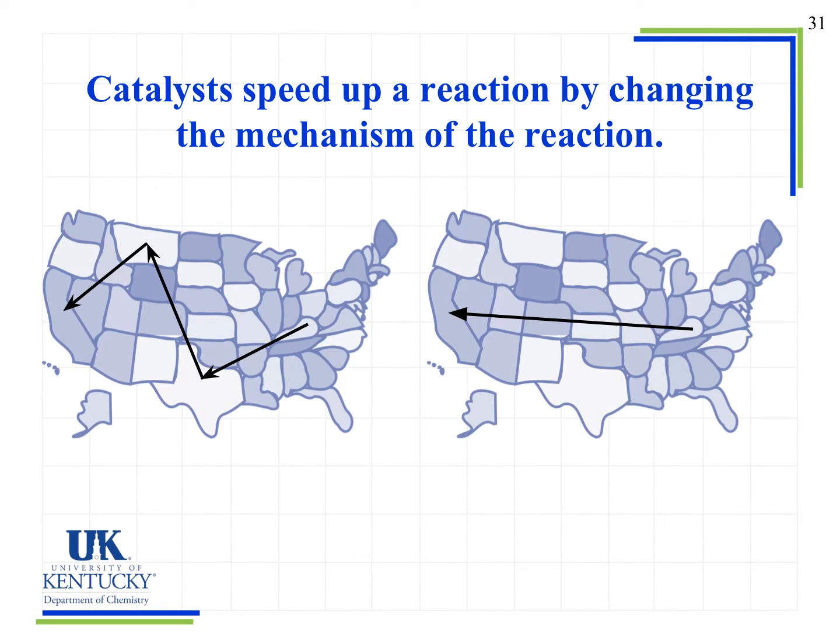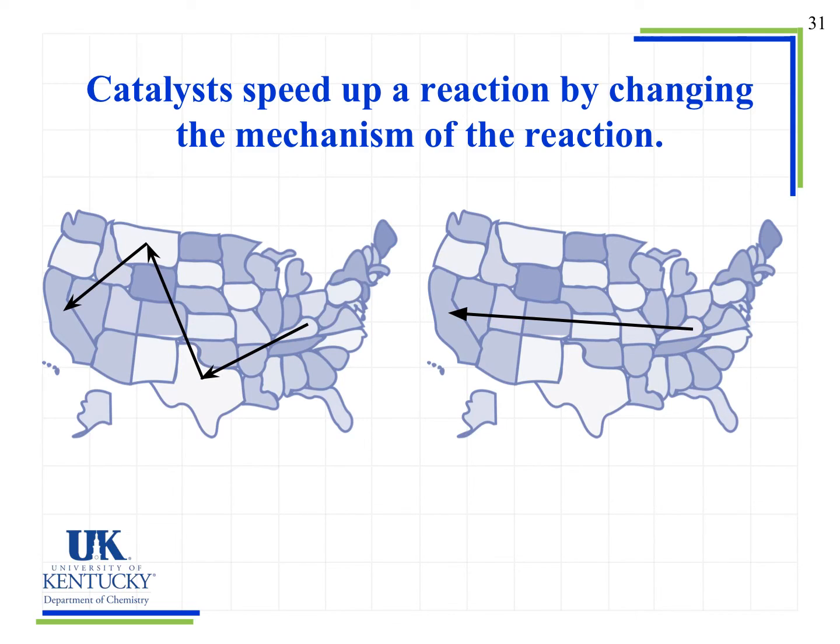Another way to look at this is if I'm going from Kentucky to California, there are lots of different ways I can go. If I go the long route, I can drive down to Texas and up and on down, and it's going to take me a long time to get there. If I had a catalyst, say maybe a plane, that's going to take me directly there, and that's going to shorten the time. So catalysts speed up the reaction by changing the mechanism. They change the way it happens.